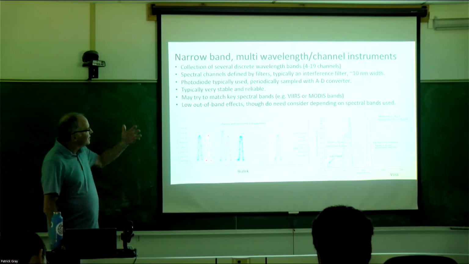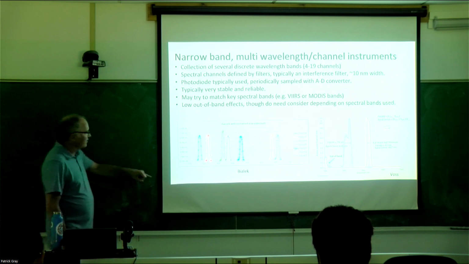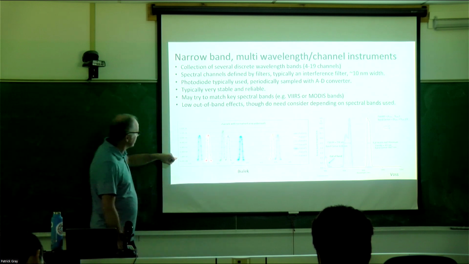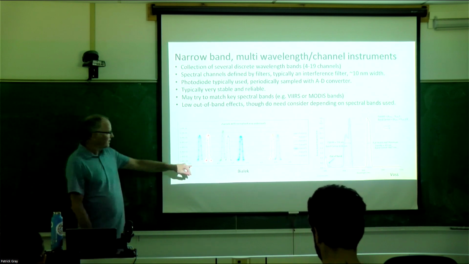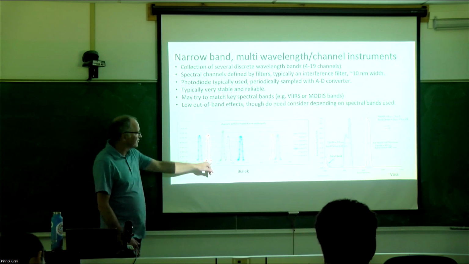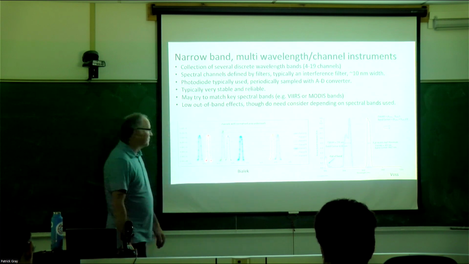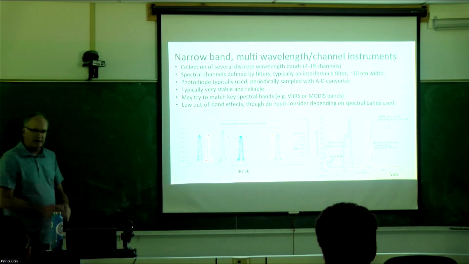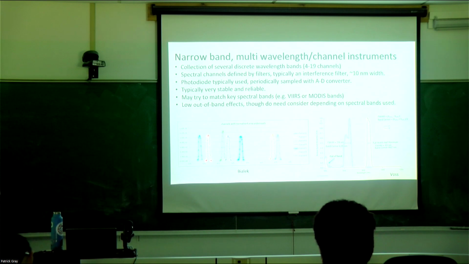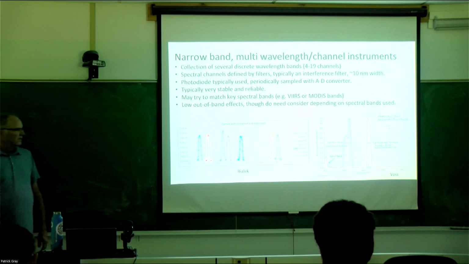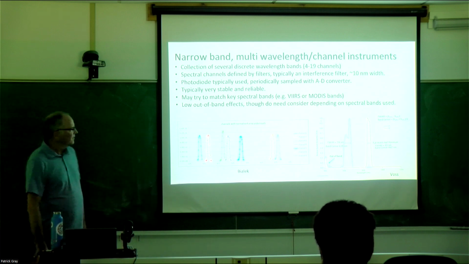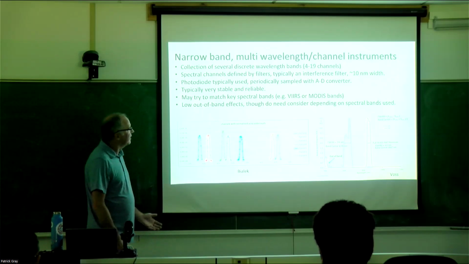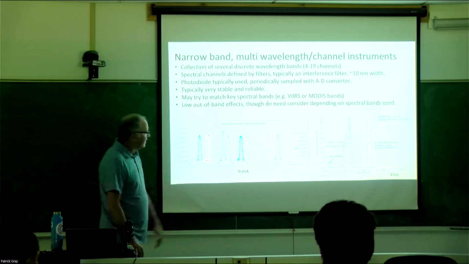For the narrowband and these multi-band channel instruments here, you've got wavelength and you've got a response function, basically. So they discretize these with different filter sets. 7 different channels are shown here. Basically, you're just looking at the 10 nanometer band of light in your measurement. And that could be in irradiance or radiance.